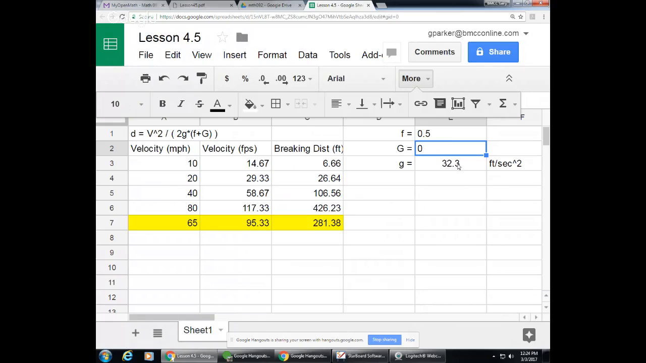Acceleration due to gravity. Oops, I typed the wrong number there. 32.2-ish. That changes the numbers a bit, but not that much. So not too bad playing around with the spreadsheet. We can answer all kinds of questions by playing around with different road conditions, with f and big G, and different velocities over here.